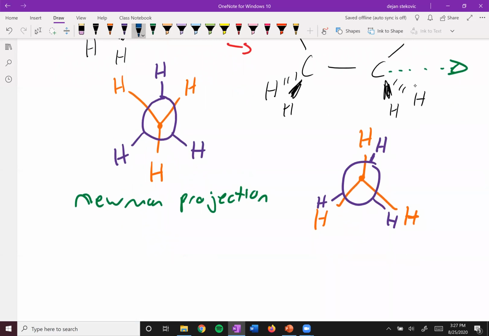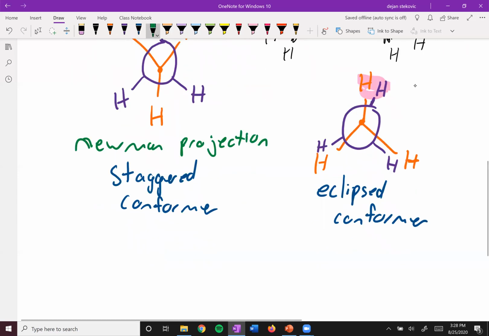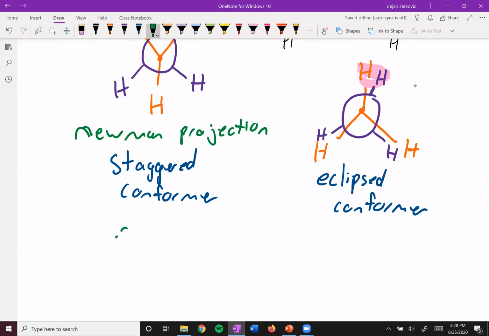This one on the left is called staggered, and that's because the hydrogens are not eclipsing one another. Whereas the one on the right is called the eclipsed conformer, because the hydrogens are eclipsing one another, right? They're right on top of one another looking at it from this angle. And so in general, the staggered conformer is lower in energy, and the eclipsed conformer is higher in energy.